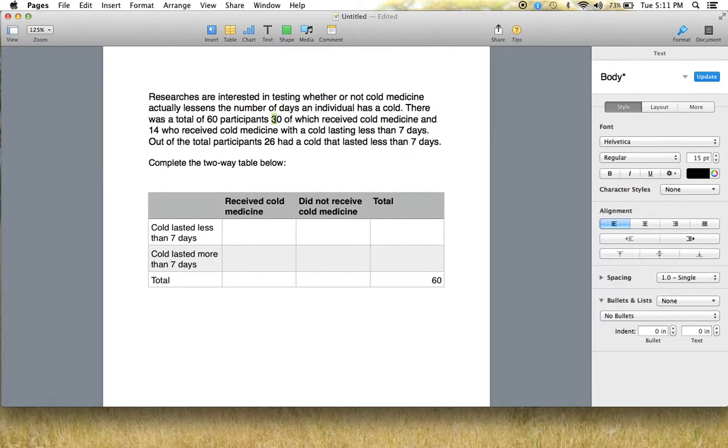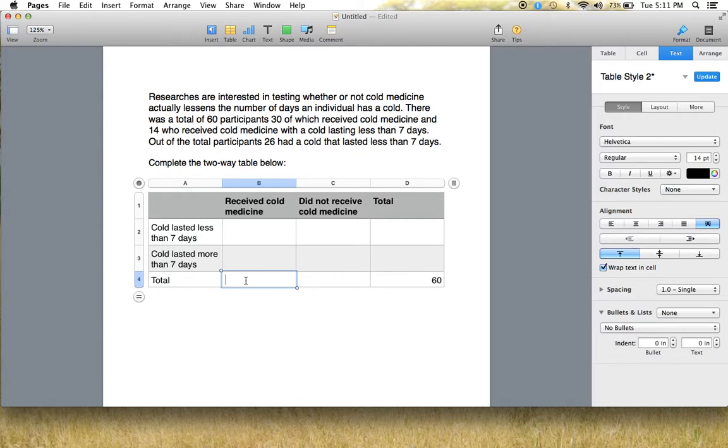So next it tells us 30 of which received cold medicine. Okay, so out of the total of 60, they're saying 30 received cold medicine. We have to be really careful how we read this. We have to take it very literally. We can't read between the lines of what they're trying to say. That's not really how statisticians write their responses. So it's saying 30 received cold medicine. So that will go under this column. But it doesn't tell us anything about how long their cold lasted. So all we know is that the total is 30.